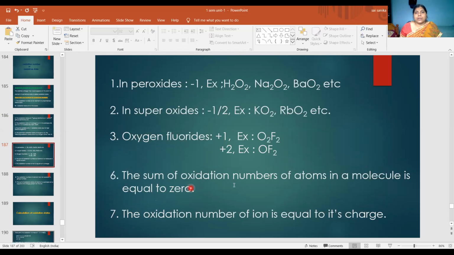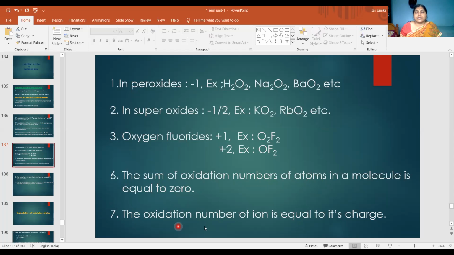The sum of oxidation numbers of atoms in a molecule is equal to 0. So if a given one is a molecule or a compound, you will sum up the oxidation states of all atoms, and that will be taken as 0. While calculating, you will understand this point. The sum of oxidation states of all atoms in a molecule will be taken as 0.